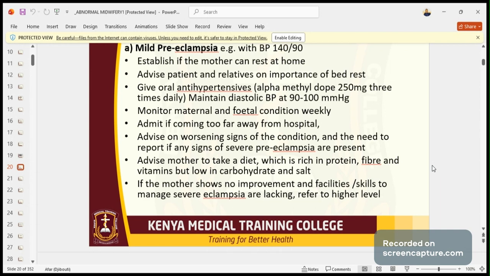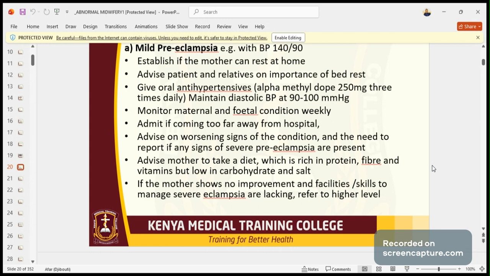Give oral antihypertensive like alpha methyldopa, 250 milligram 3 times daily. Maintain diastolic pressure. Monitor maternal and fetal condition. You can admit if she is coming from too far away from the hospital, and advise on worsening signs of the condition and that they need to report if any signs of severe preeclampsia are present.